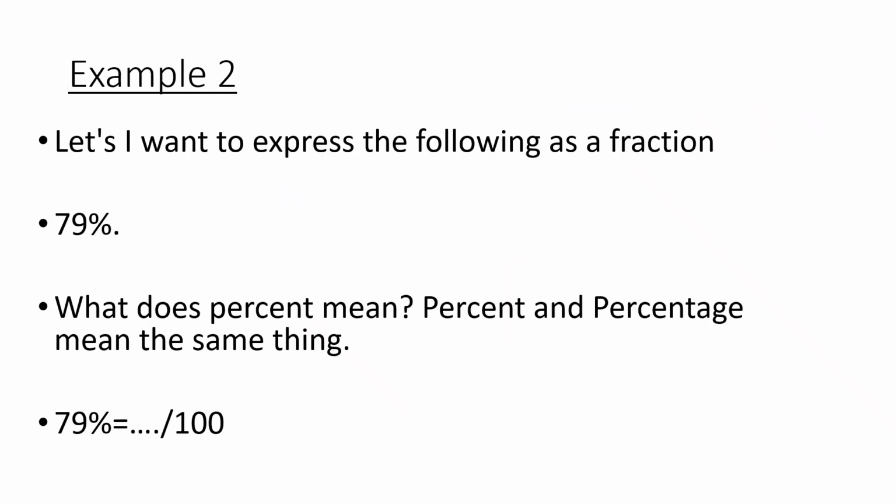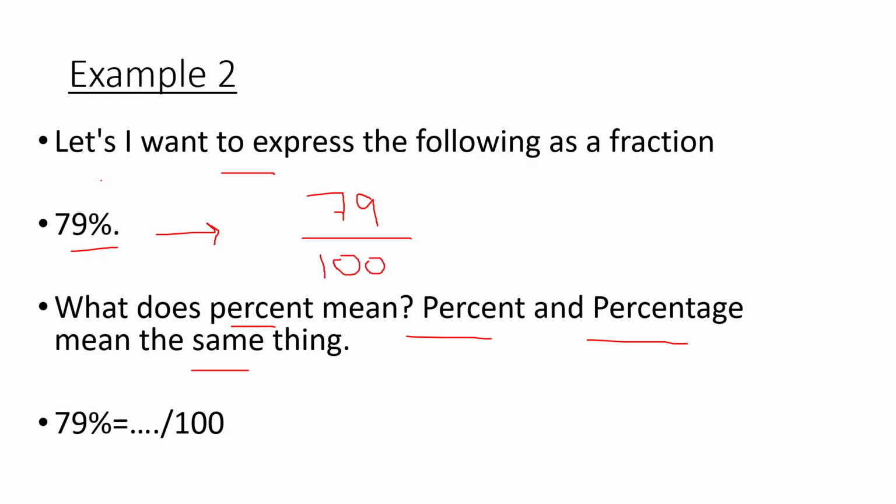Next up, example 2. Let's say I want to express the following as a fraction: 79%. Percent and percentage here mean the same thing. So 79%, as I said before, means 79 out of 100. If I've got 100 pieces, I'm going to pick out 79 parts. So it's going to be 79 hundredths.